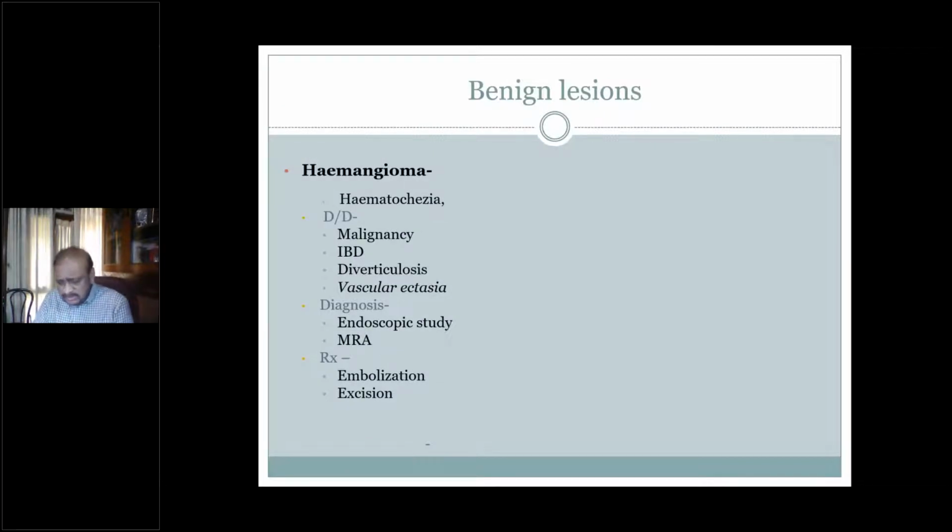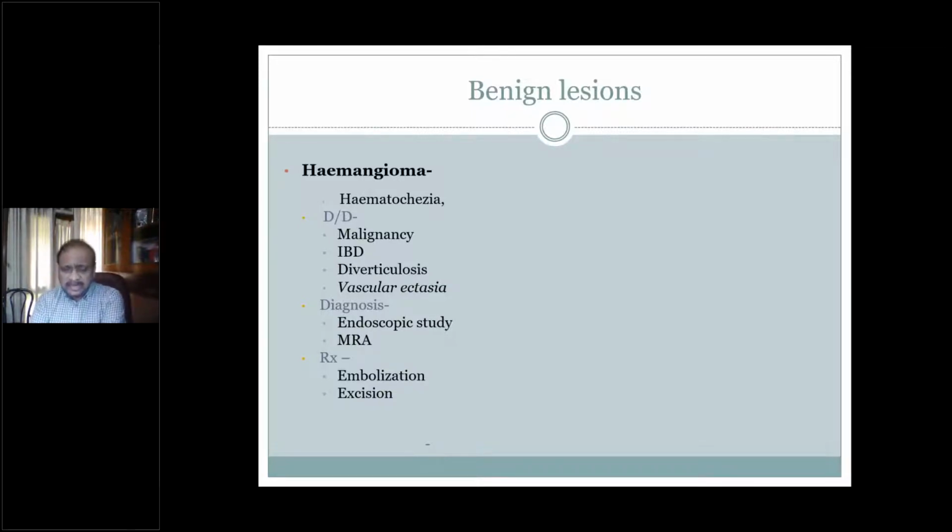Hemangioma is another condition which may be confused with malignancy for the simple reason that you've got a lot of bleeding. Hematochezia is the usual presentation, and then you have to look for other causes of hematochezia. Chief among them, number one could be malignancy, number two, inflammatory bowel diseases, and diverticulosis, the three important common causes for hematochezia. And don't forget vascular ectasia, especially in an old age person, whether male or female, it doesn't make a difference. So vascular ectasia is perhaps one of the very common causes of hematochezia in a person aged more than 60 years, whether male or female.